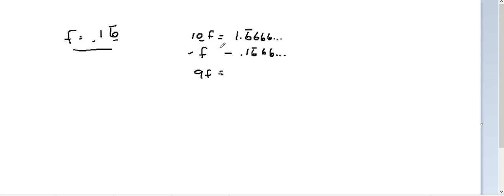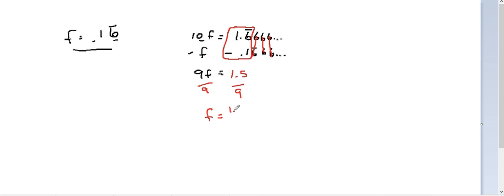Okay. If that's the case, then what are we really doing? These really just cancel out because that's true when you're subtracting. And now let's just think about this. 1.6 minus 0.1 comes out to 1.5. Now we divide by our coefficient of 9 to get f by itself.